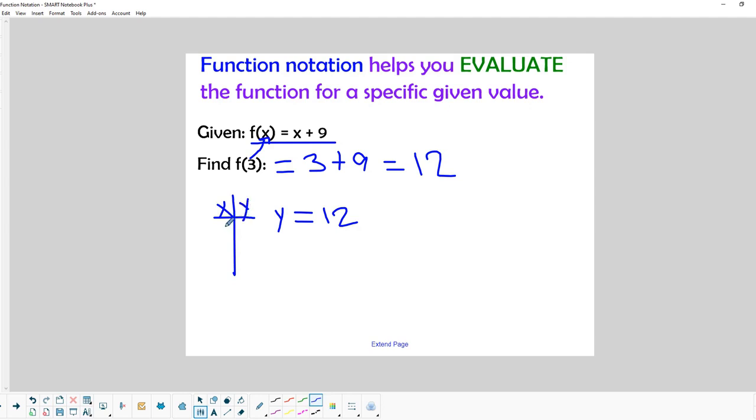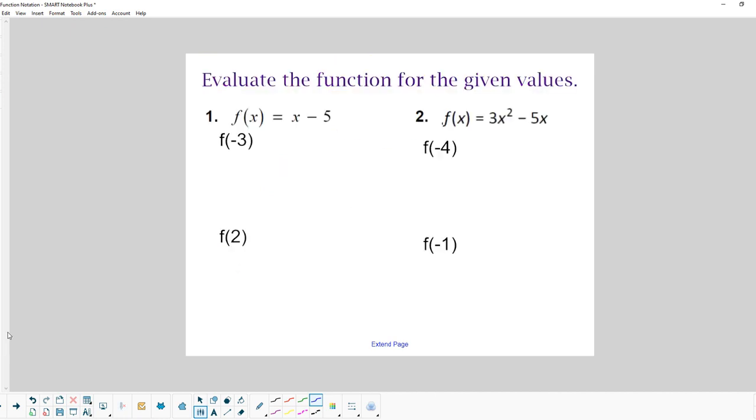What would happen if you put in 3? 3 plus 9 is 12. So kind of another way of writing the same information. Okay, so here's a couple of functions. Let's put in the number -3 into the function and see what we get. So -3 minus 5, that would just give us -8.